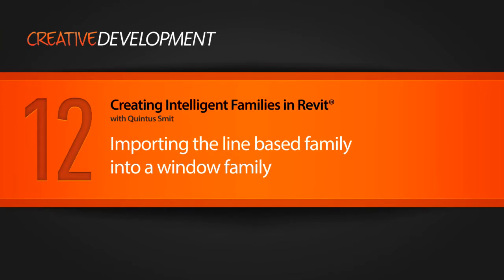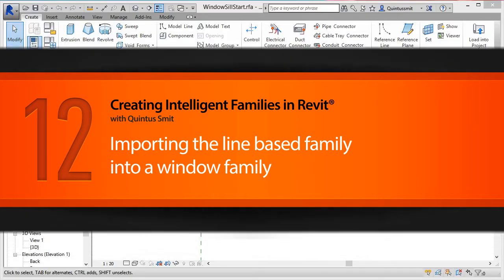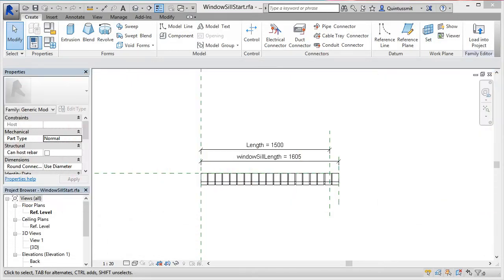Right, our windowsill is now ready to be loaded or nested into another family. And what I'm going to do here is open one of the preloaded ones that comes with Revit, basically a window. And I'm going to nest this windowsill family into that one and then make a few changes so it will actually update with the parameters in that window family.